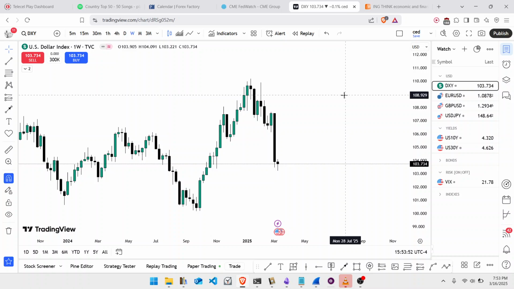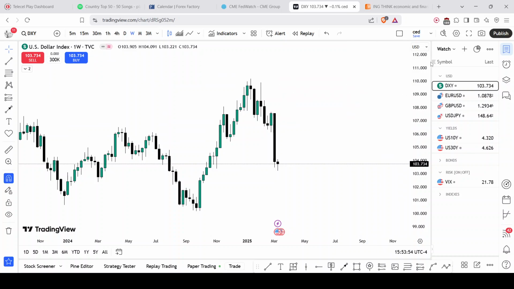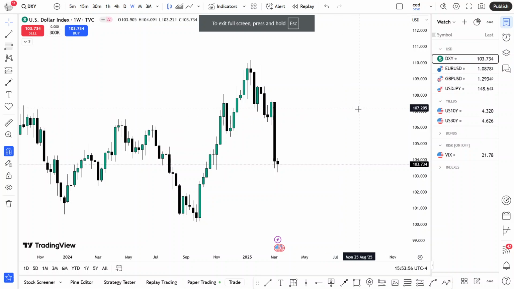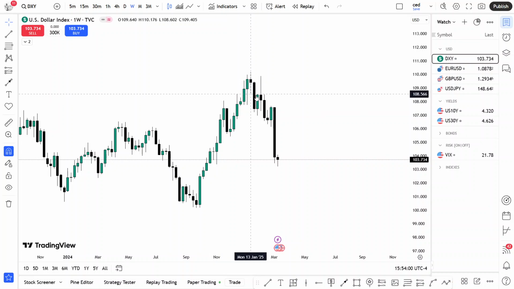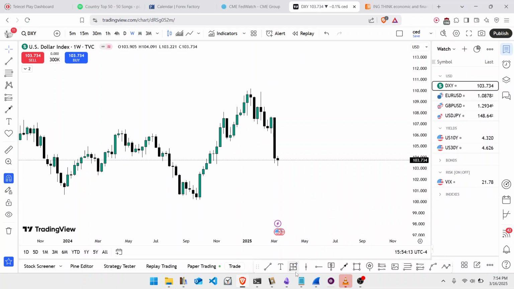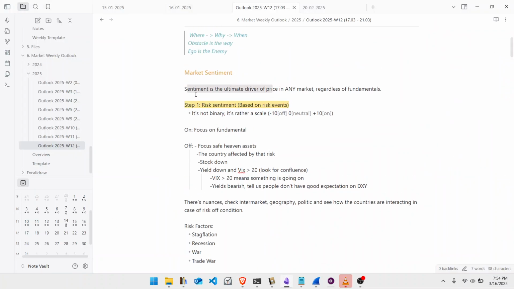So this is going to be a quick weekly outlook. Currently we are on the DXY, and last week I already explained the whole idea of why we have this bearish DXY because of the fear of stagflation. I just wanted to show you one small sentence: sentiment is the ultimate driver of price in any market, regardless of fundamentals.